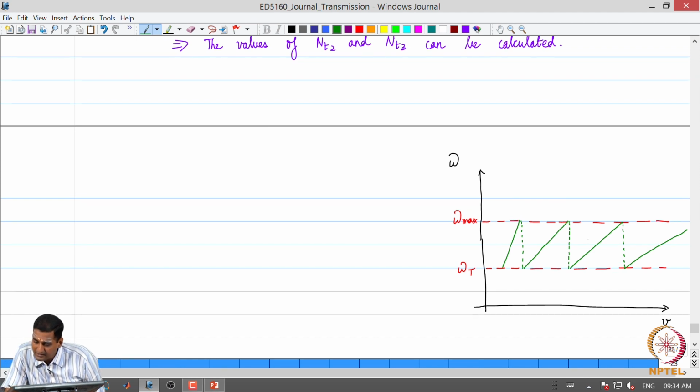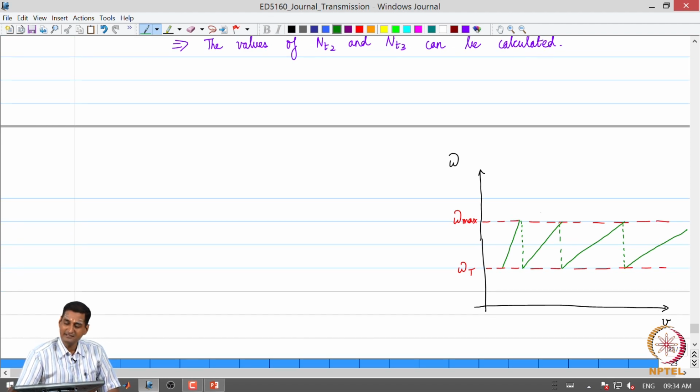I hope I did not draw it. One minute, let me just quickly redraw this. I do not want the slopes to be almost equal. Okay. So, the slopes essentially reduce as we go from lower to higher gears. Okay. So, that is the idea. So, this is what happens.